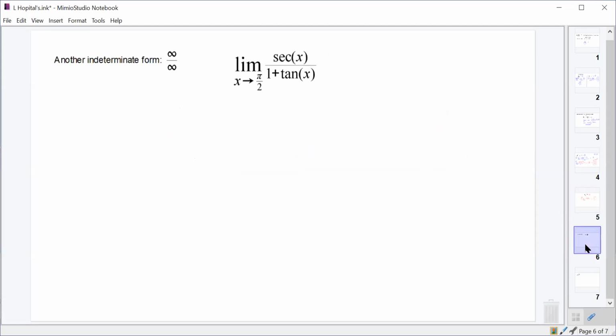There's plenty of those. All right, here's another problem of the world today: the indeterminate form of infinity over infinity. The indeterminate form infinity over infinity can also have L'Hopital's rule applied to it. So let's think about this. Secant of pi over 2. What's the secant of pi over 2?